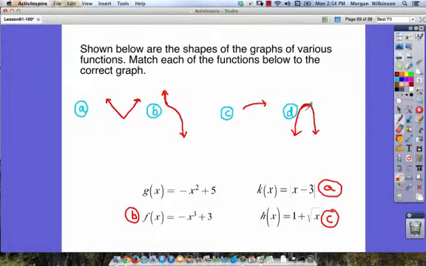And then D is a parabola. It's opening downward. Parabolas mean quadratic functions, degree 2. So here's D, because this one's degree 2.